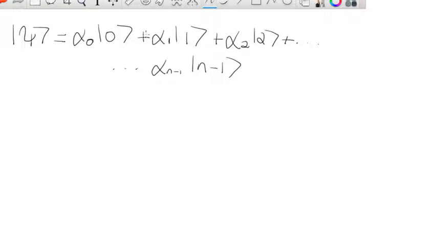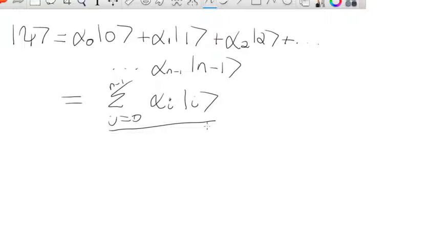Well, we can actually write this in a more simplified version here. So we can say it's equal to the sum from i equals 0 up to n minus 1, which we know we've done here. The amplitudes we can write alpha i, and the bases now ket i. So you can see if we expand this out, we get this. Now this whole thing here is an n-dimensional quantum state.